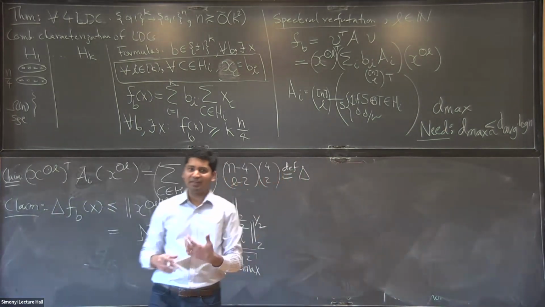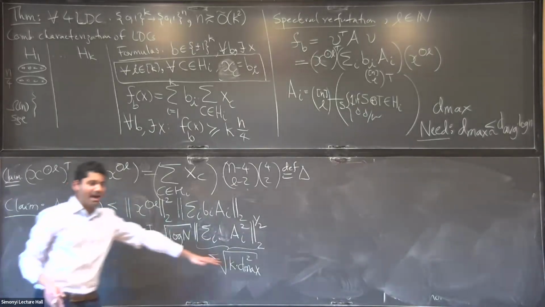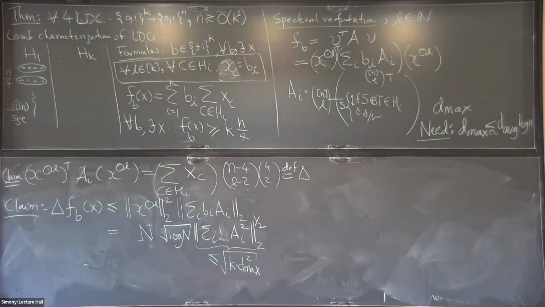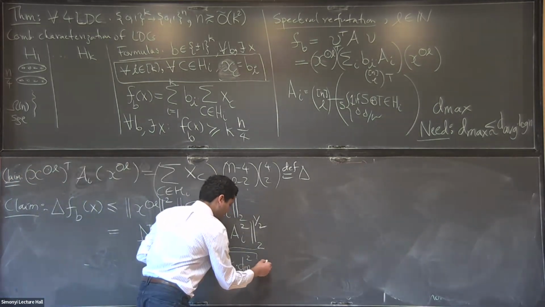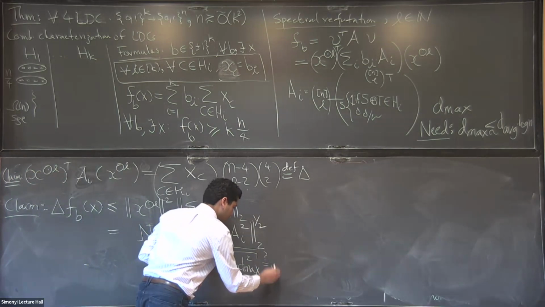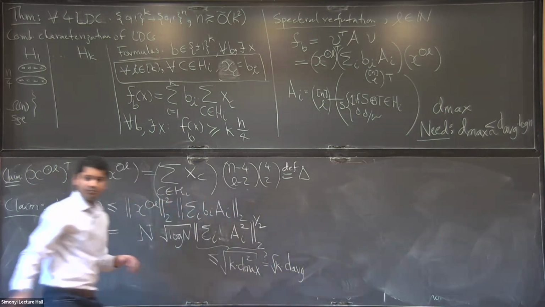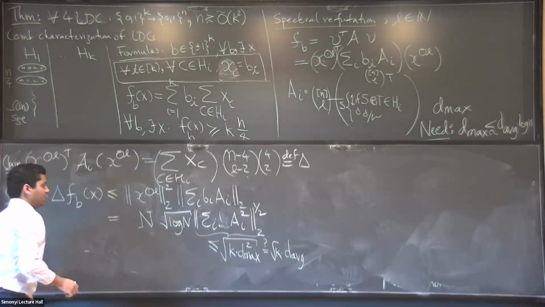Actually, before we reason about it, let's see why it helps. Suppose I can replace D max by D average. Suppose the graph happened to be super regular, all the degrees were equal. If all the degrees were equal, then this would be square root k times D average. Yes? If that's true, then let's see what happens.